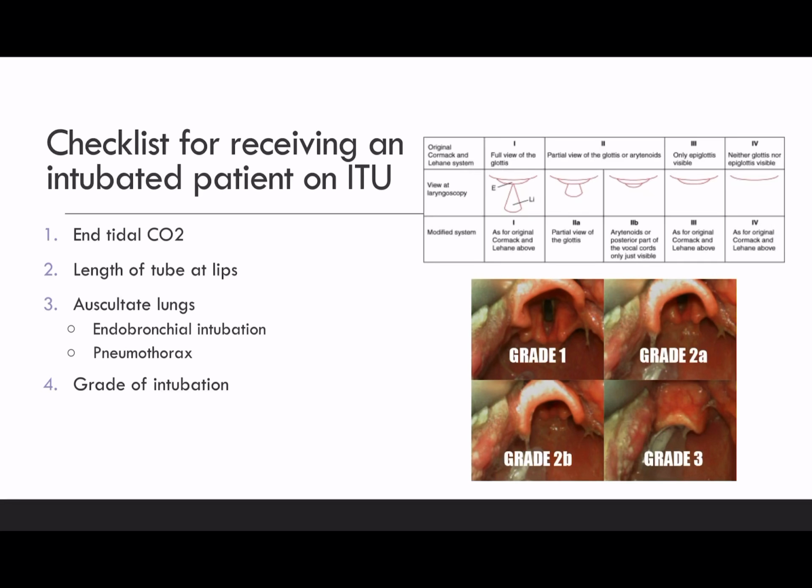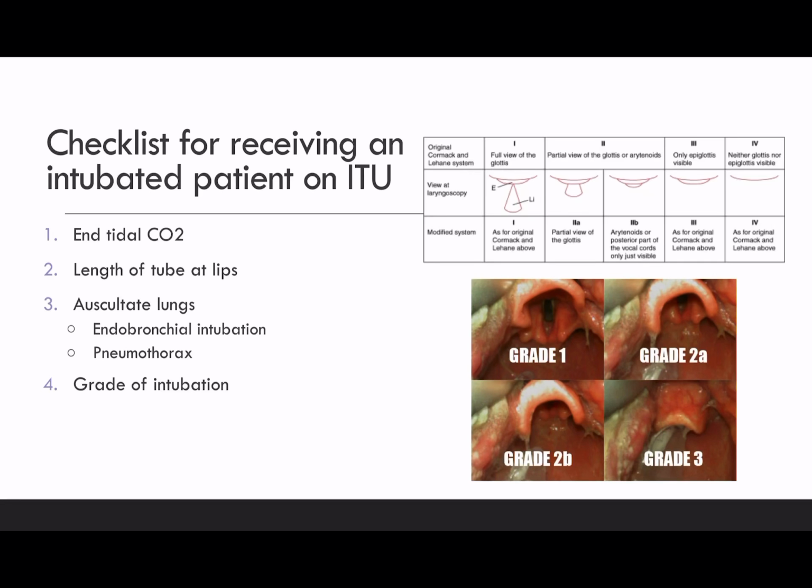The final thing that's important to get from the person who intubated the patient is the grade of intubation. You will hear a lot about the grade of intubation. Essentially, this is a way for us as doctors to communicate how easy or difficult it was to intubate someone. Generally speaking, a patient with a 2B, a grade 3 or a grade 4 intubation is classed as a difficult intubation.